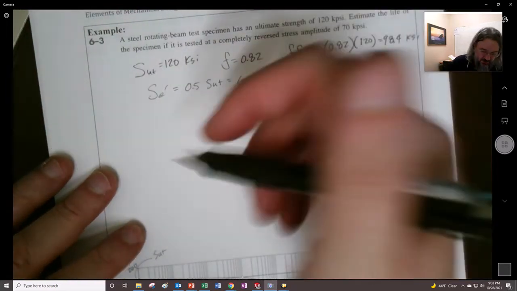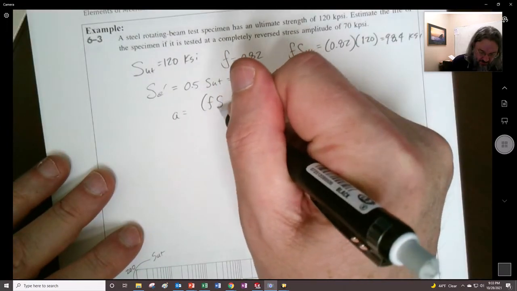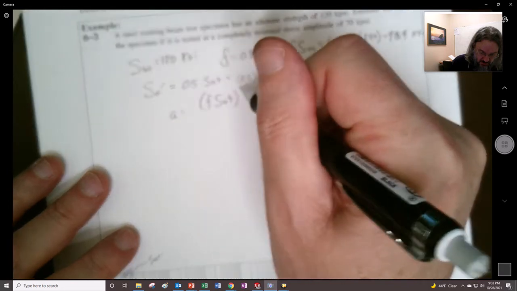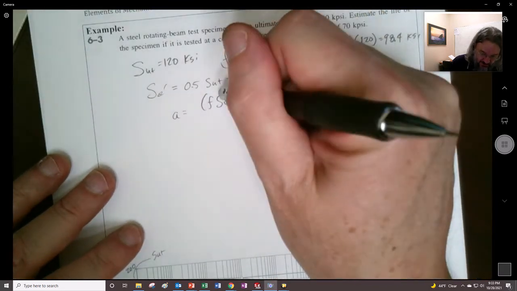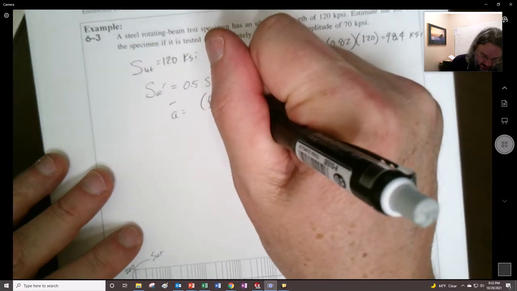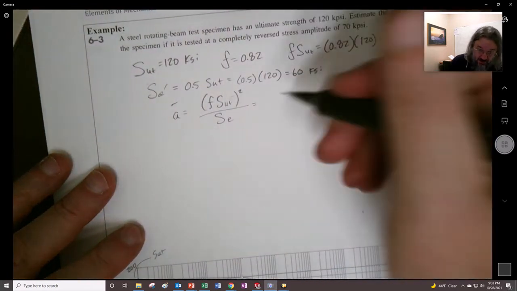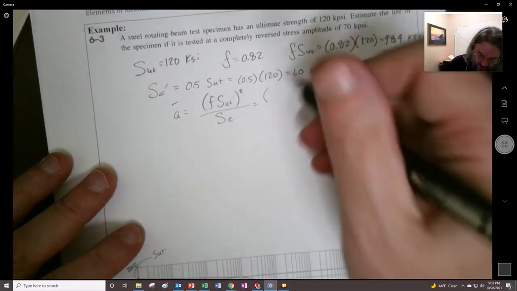So we have a is equal to (f Sut) squared over Se. Isn't that supposed to be a subscript? Sut. I don't know. I'm kind of tired. I need to go home. It's like 9:30 at night. What am I doing here? I don't know. I didn't like the fact that I didn't have these recorded yet.